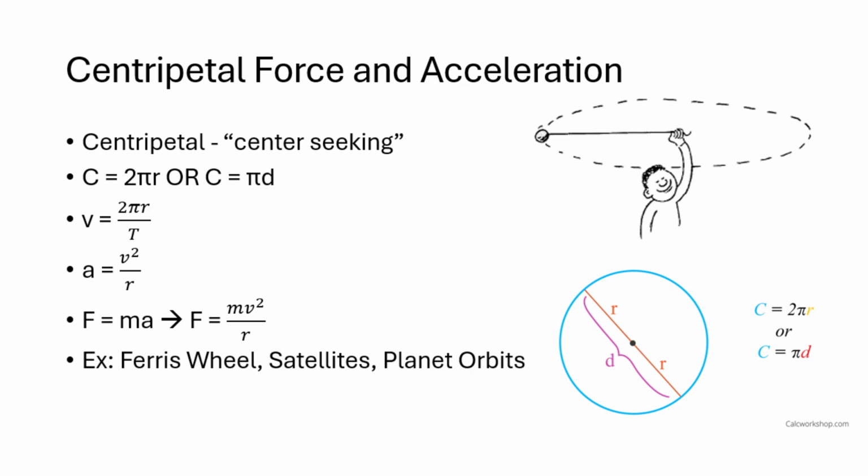Centripetal means center seeking and is often used to describe force and acceleration when an object is traveling in a circular path. Instead of a linear path like you would see in a kinematic question, an object is traveling in a circle, which is why it's important to know things like the circumference of a circle, which is 2 pi r, or pi times the diameter of the circle.